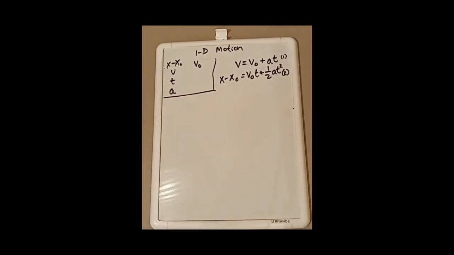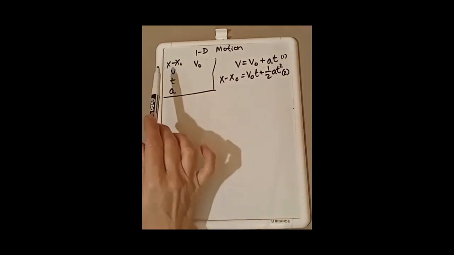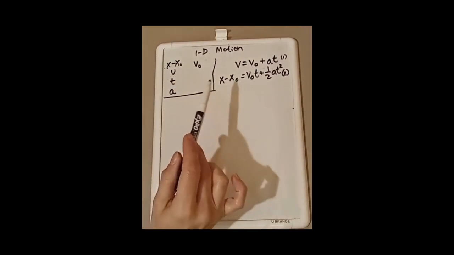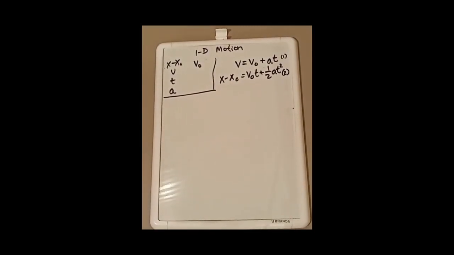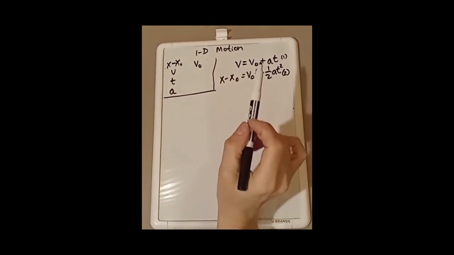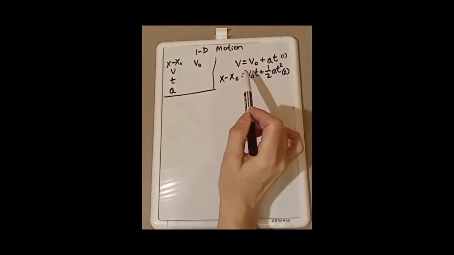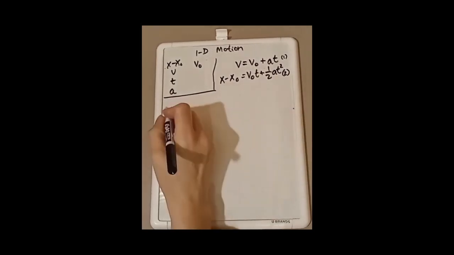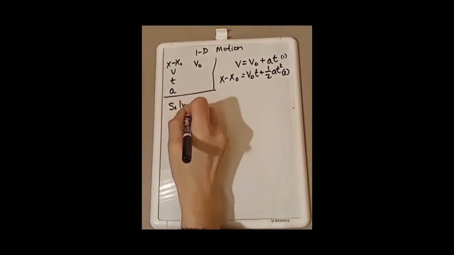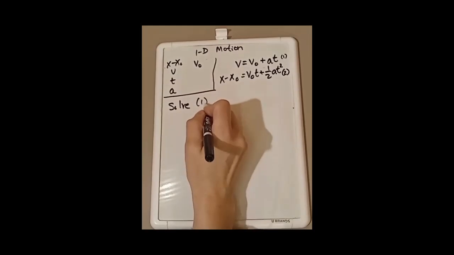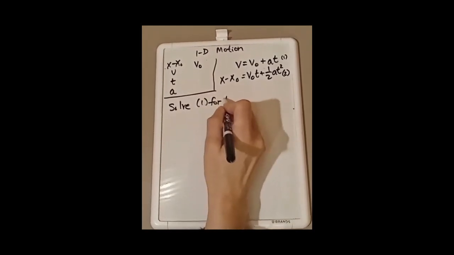So we're just going to rearrange those 2 equations and make some substitutions, and by the end we'll have a list of 5 equations that you can just use to solve for each of our 5 quantities, depending on what information you have. So first we're going to solve our velocity equation for t. So we're going to solve equation 1 for t.